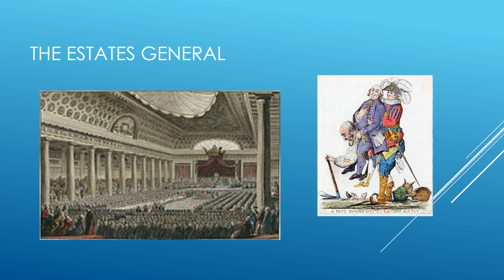Now, the economic crisis in France gets so bad that the king and his ministers are forced to call on what we call the Estates General. Now, the Estates General is a legislative body that meets with the king, and they try to solve a problem. The last time the Estates General had been called upon was in 1614. So it had been over 100 years that the Estates General had been called on.